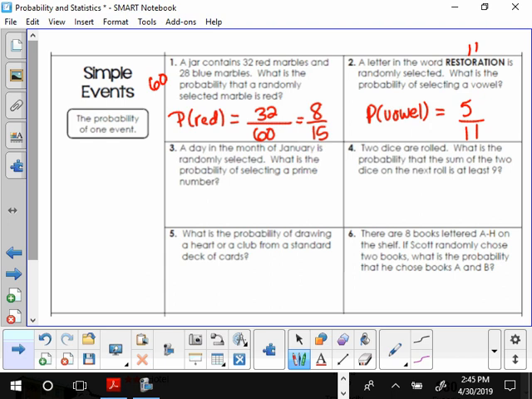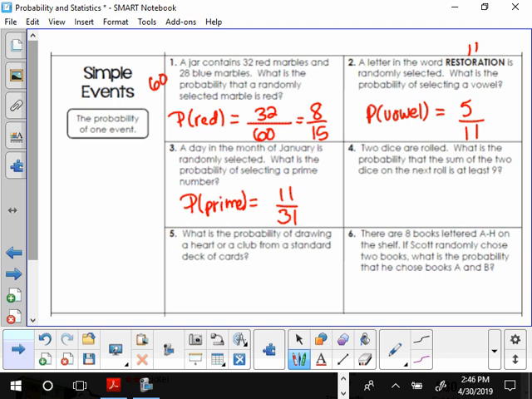Okay. A day in the month of January is randomly selected. What's the probability that you randomly select a prime number? What is our sample space? How many total possibilities are there if we're looking at every day in the month of January? 31. Okay. And of those, I have the primes written over here for you. If we're thinking about the month of January that goes to the 31st, 11 of those are prime, that also won't reduce.